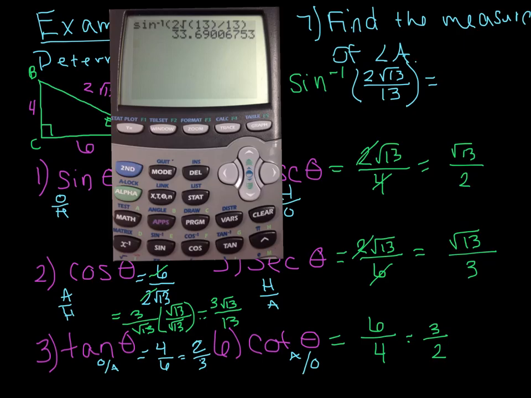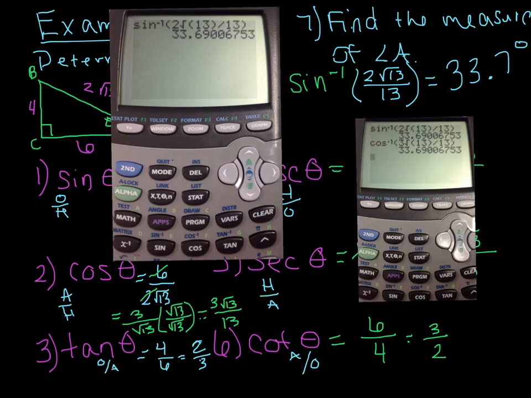So I end up getting, we'll round to the nearest tenth, 33.7 degrees is my answer. And if I check that using cosine, I'll show you the calculator quickly. If I use the cosine inverse function of that ratio, which we found out to be 3 radical 13 divided by 13, if I type that in my calculator, I end up getting the same angle. So it doesn't matter which ratio you choose to use, as long as you know your ratio is correct in reference to the size of the triangle.